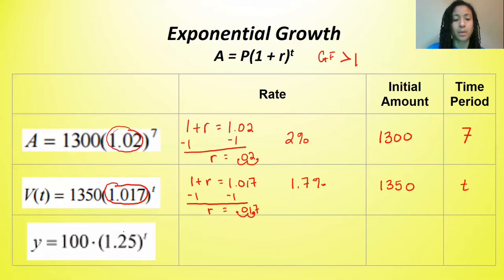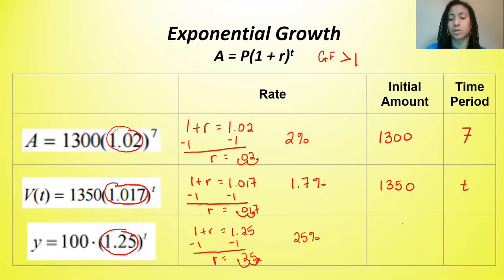Our last one, once again, our growth factor is here. So we have 1 plus R equal to 1.25. We want to subtract 1 once again. So R is equal to 0.25. To convert it, we move it 2 places to the right. And so we have 25%. Our initial amount is 100, and our time period is T.